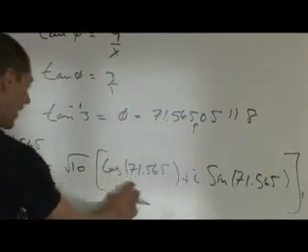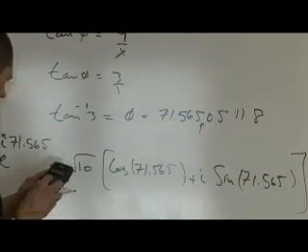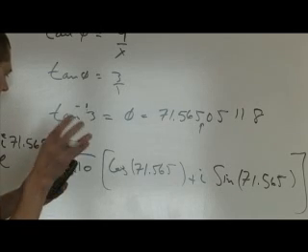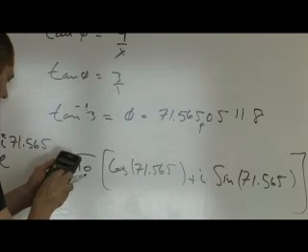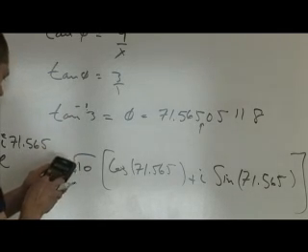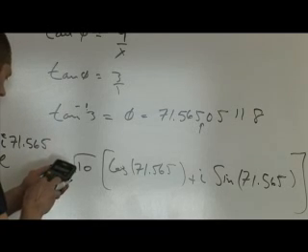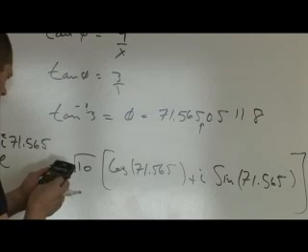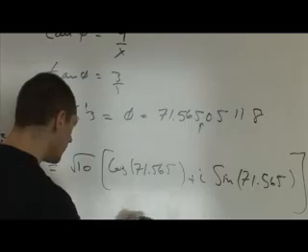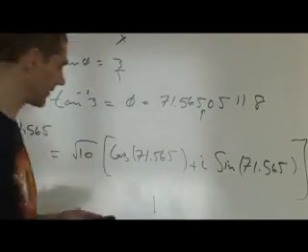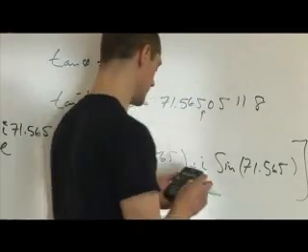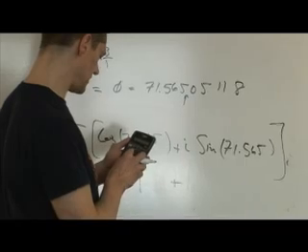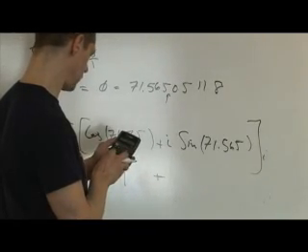So the cosine of this is 0.316 some change. I'll multiply it times the square root of 10, and this is equal to 1 according to my calculator. Plus, so now I'm going to do the sine of this. What do we got?